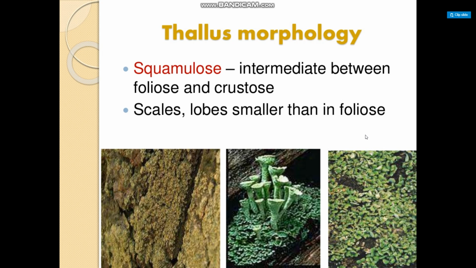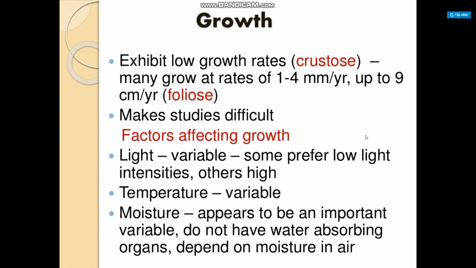Squamulose is the intermediate between foliose and crustose, with scale lobes smaller than in foliose. Growth exhibits a low growth rate in crustose and a growth rate of 1 to 4 in foliose, which makes studies difficult. Factors affecting growth include light, which is variable.